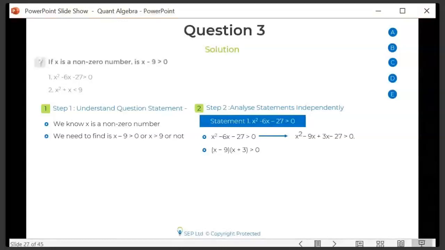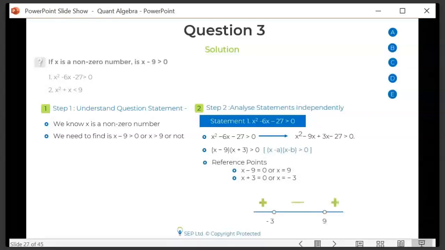Now once we have this, the step becomes really simple. It's greater than 0, in the same form as shown. So you find out the reference points, which are 9 and minus 3. You draw the reference points, put on the signs, and here you're looking for greater than 0. So that means x is greater than 9 or x is less than minus 3. That's your range.